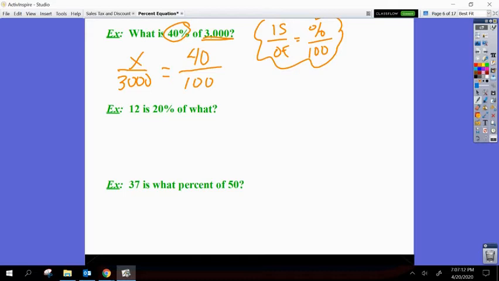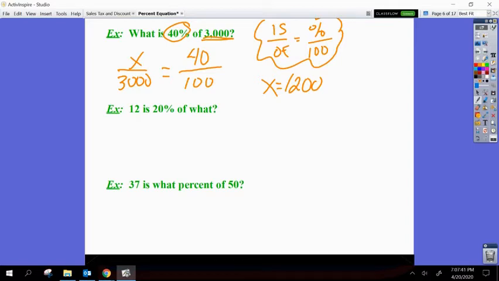How do I solve this? I cross multiply and divide, which we've covered in other videos. If you don't know how to cross multiply and divide, please go check that one out. We'll get a value for x, which I believe in this case is 120? No, 1,200. So 1,200 is what x is equal to in this particular example. You would get that by cross multiplying and dividing.